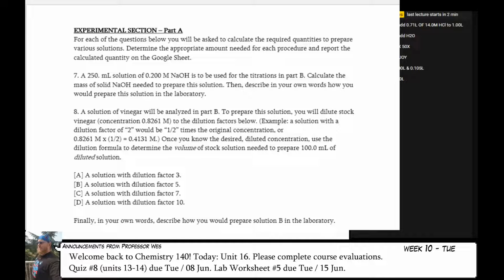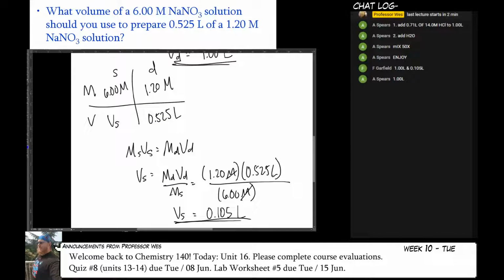The vinegar part involves the dilutions that we are doing today. However, there is a bit of a catch. I'm going to give you the stock solution, which has a concentration of 0.8261, and then I'm giving you these vague dilution factor terms. What is meant by this is, let me clear this out of the way real quick.